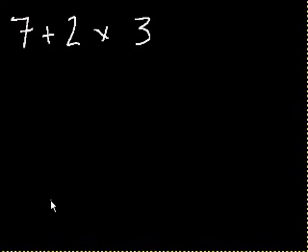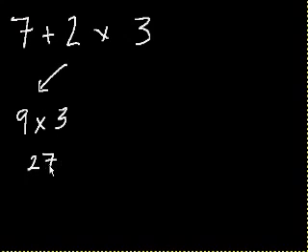Okay. So if I had 7 plus 2 times 3, how do you interpret that? One person might say, okay, I'm going to add 7 plus 2. This is one way I could interpret it. I could say this is 7 plus 2, so that would be 9 times 3, and so that would be 27. But another person could say, no, I think we should do the multiplication first. We should do the 2 times 3 first, and 2 times 3 is 6, of course, so then we get 7 plus 6, and 7 plus 6 is 13.